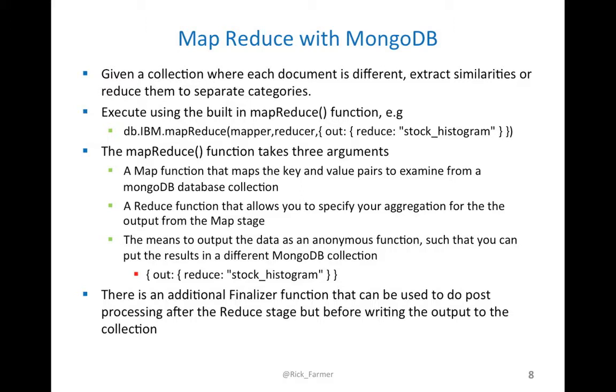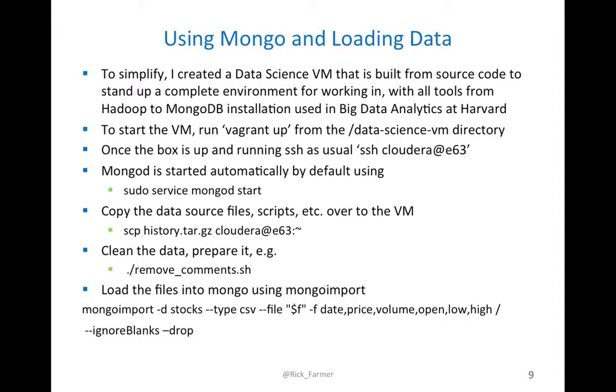It also has an output for the results, where you'd like to put those. For instance, here we're putting the reduce output into stock_histogram, which is the equivalent of a table inside Mongo. There's an additional finalizer process to let you do some more work before writing the output.